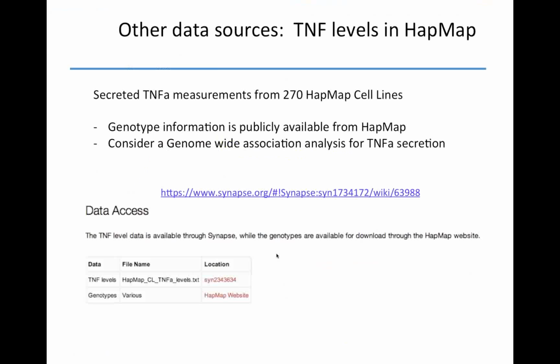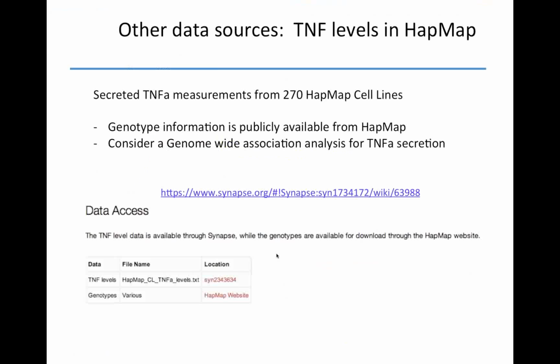So one of them is an experiment that was done actually by Robert some years ago, measuring secreted TNF in the HapMap cell lines. The HapMap cell lines, as many of you will know, are publicly available genotype data used very often as a reference panel and for population genetic analyses. But we have TNF alpha secretion measurements for these 270 HapMap cell lines. And so this is a quantitative phenotype. And again, the genotypes are publicly available from HapMap.